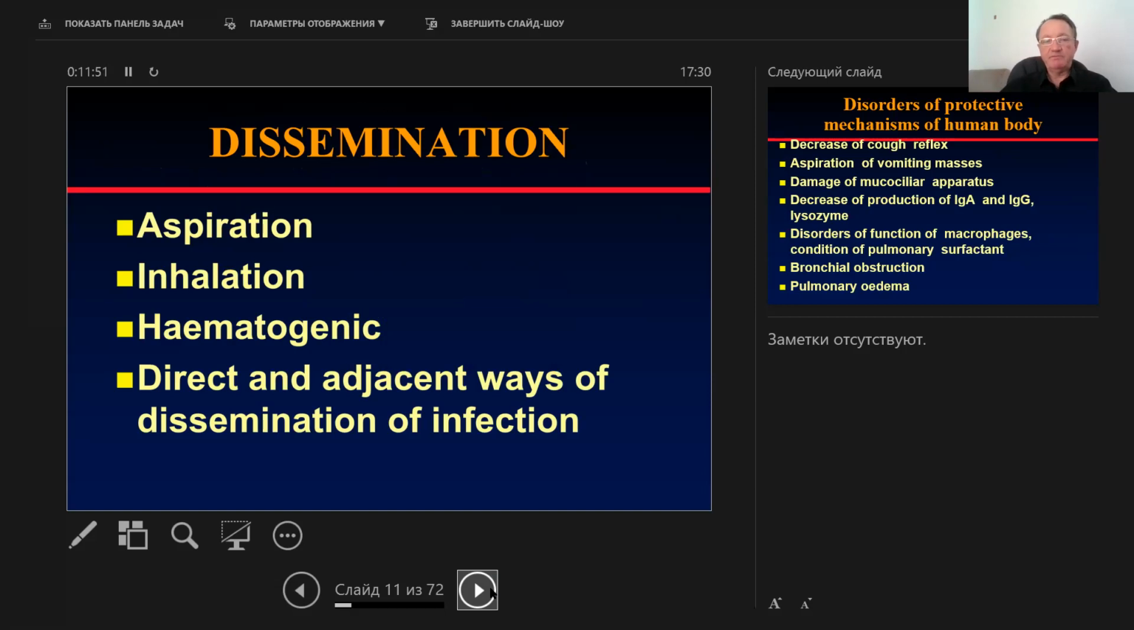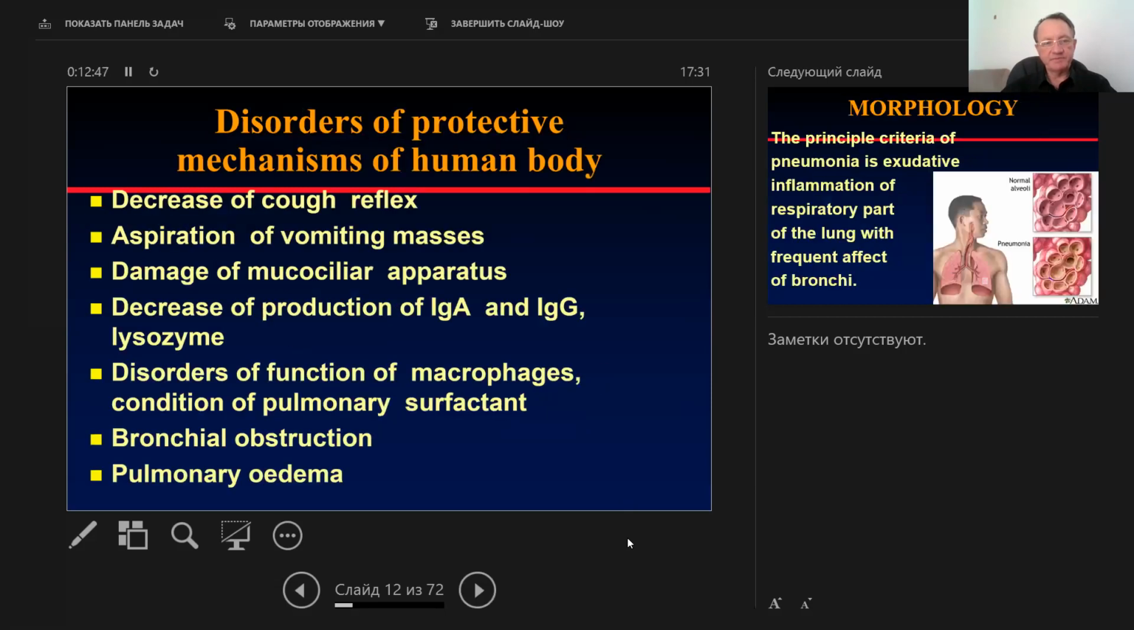Hematogenic, it's a mechanism that often happens in cases of, for example, virus infection. Now discuss one point of view: that SARS-CoV-2 viruses reach the lung from the gastrointestinal tract, because you should know that in the gastrointestinal tract epithelium there are a lot of receptors which help these viruses penetrate into the epithelial cells and lead to circulation and lymphatic way. And last, direct and adjustment way of dissemination of infection.